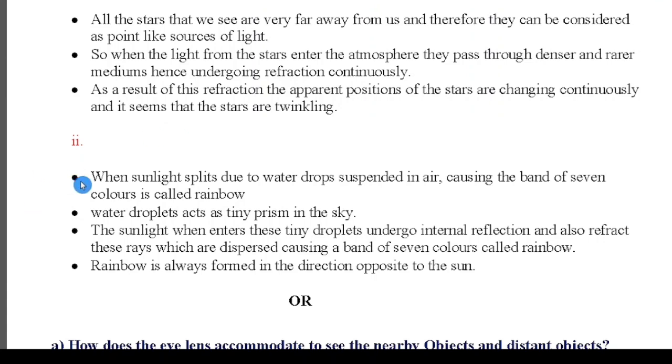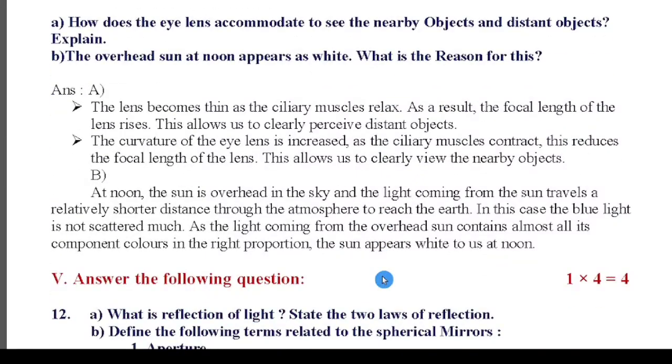So for that, another question is also there, that is how the rainbow is forming, right? So when the sunlight splits due to the water drops suspended in the air, causing the bands of 7 colors, that is called rainbow. So water drops act like tiny prisms in the sky. The sunlight, when it enters these tiny droplets, undergoes internal reflection and also refracts, and the rays are dispersed, causing a band of 7 colors called rainbow. So the rainbow is always formed in the direction opposite to the sun. So ಇದಿಷ್ಟನ್ನು ನೀವು ಬರೀರಿ. ಈ ಪ್ರಶ್ನೆಗೆ ಇನ್ನೊಂದು ಆಪ್ಷನ್ಸ್ ಅನ್ನು ಅವರು ಕೊಟ್ಟಿದ್ದಾರೆ ಮಕ್ಕಳ.